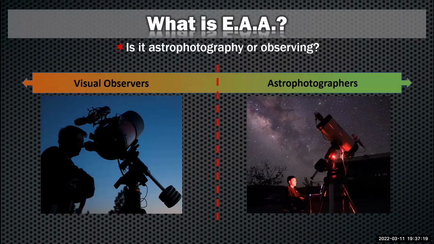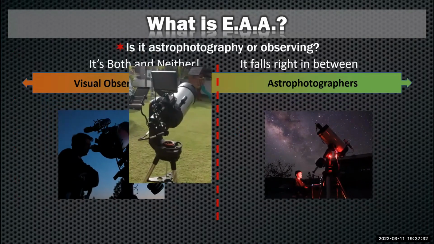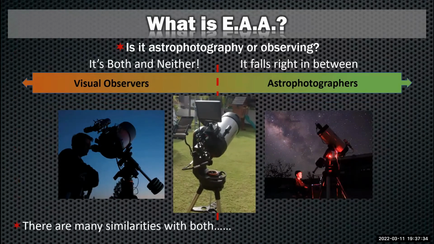So what is EAA? Is it visual? Is it observing an object? Are you taking an astrophoto of it? Where does it fall? And I like to think that it's falling right in between. It's neither, but it's also both.